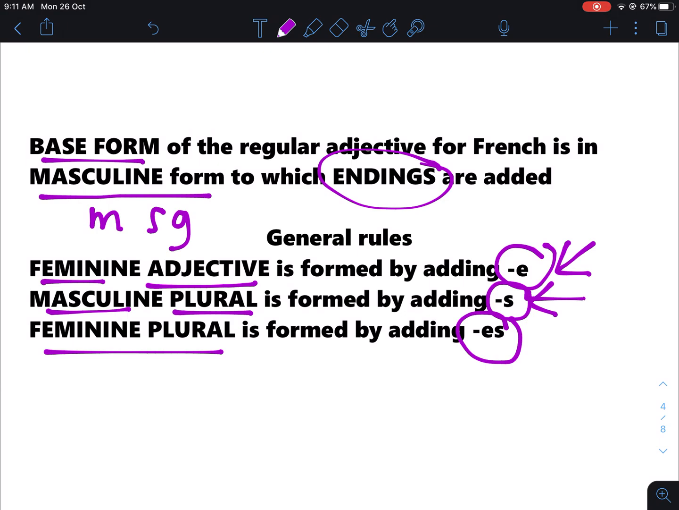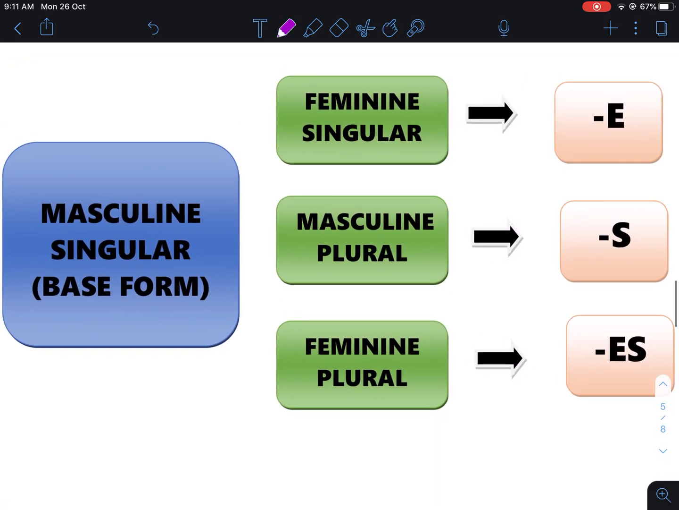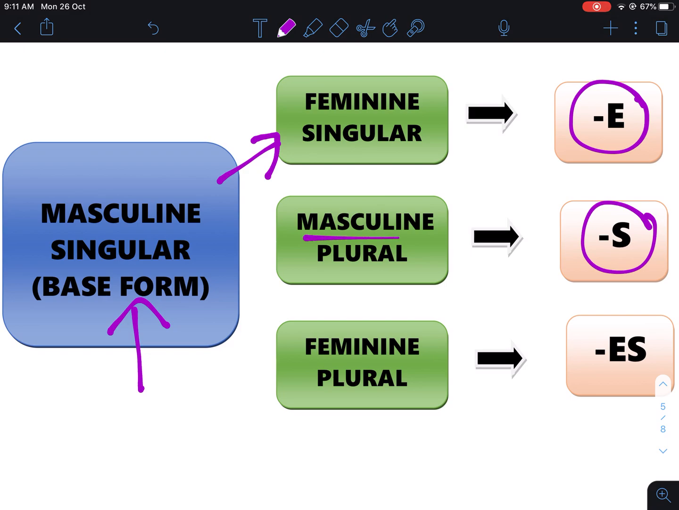So now it all depends on the ending of the words. But this is only general rules, okay? It's only applicable most of the time, but not all the time, okay? Most of the time, because in French, there are always exceptions. Now, if you don't understand what I'm trying to explain here, let's look at the chart here. Now, you have the masculine singular, the base form of the adjective. Then, when you might want to change it to feminine singular, you add E to this base form. Then later, when you add S, it becomes masculine but plural. But when you add the letter ES, it becomes feminine and plural.